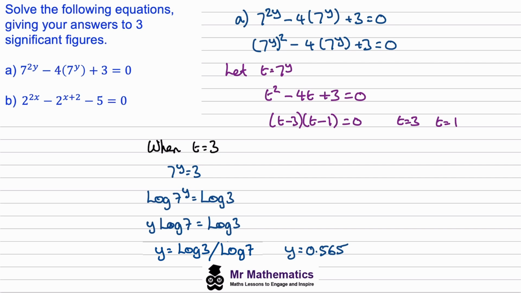And we need to remember we've got another solution when 7 to the y equals 1. And this one's much easier to solve because we know y is 0, because anything to the 0 is 1. So here we've got our two solutions, okay? So perhaps you want to try question B. You can pause the video, and when you come back, we'll go through the worked solution.